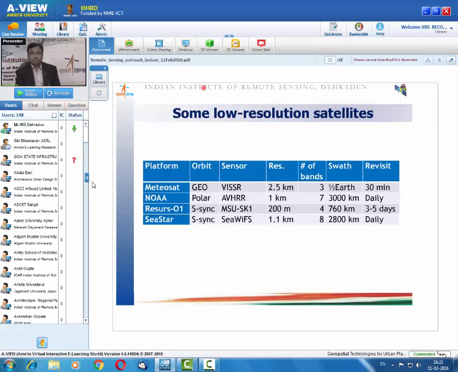In terms of low resolution satellite data, we have examples from Meteosat, NOAA and so forth, which offer resolution from 200 meters to 2.5 kilometer, where in one single coverage they have a panoramic swath to the extent of 3000 kilometer, so half of the earth can be visualized in a single frame.